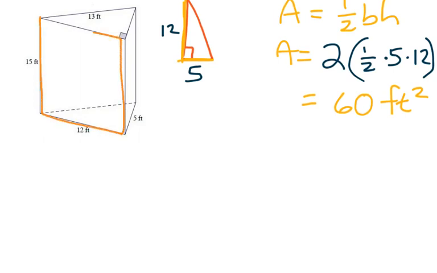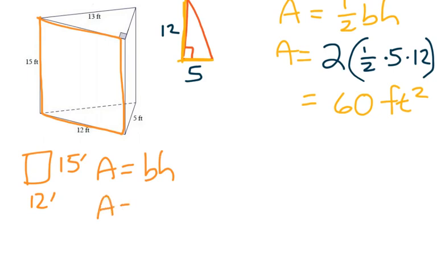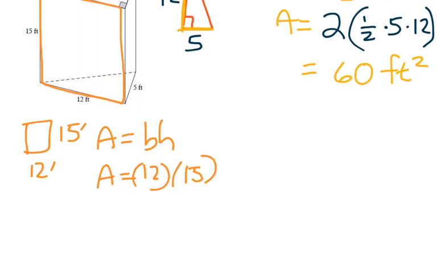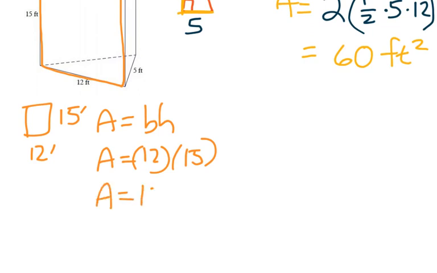Here's our first one. It's 12 feet by 15 feet. Area equals base times height. Area equals 12 times 15. The area of this side is 180 square feet.